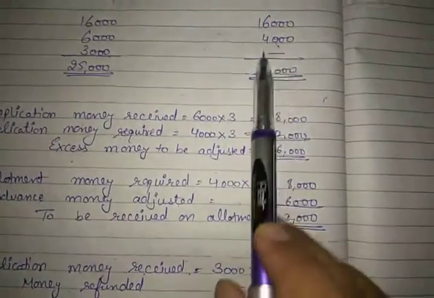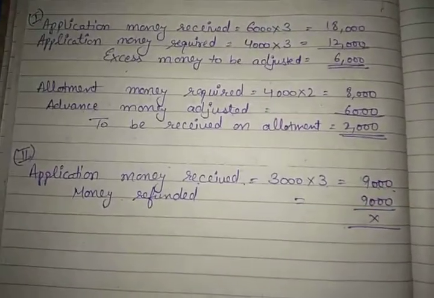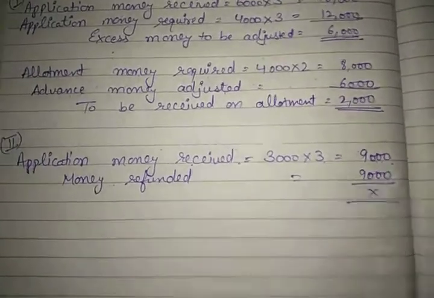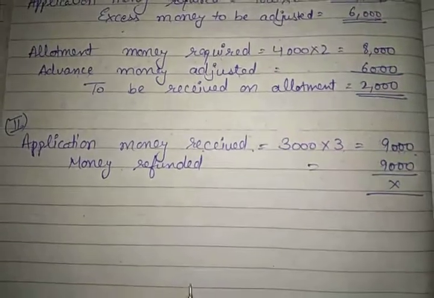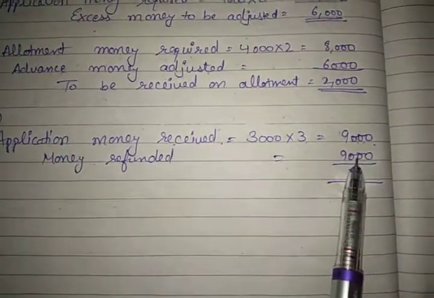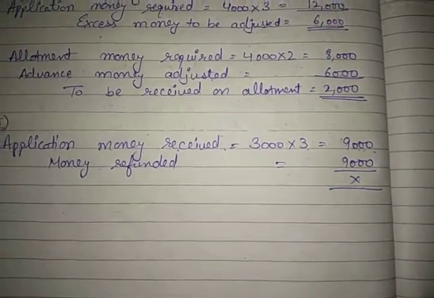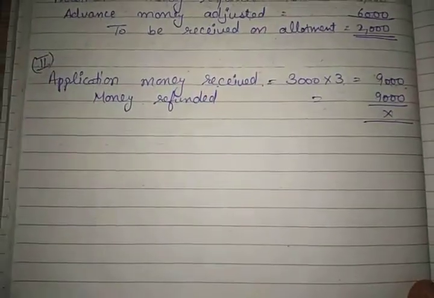How much do you require? 0. So if you don't require this amount, then you will refund this amount to the owner of the capital. So money refunded is the whole of 9,000 and we have nil here. Okay. Now let's start with the entries here.